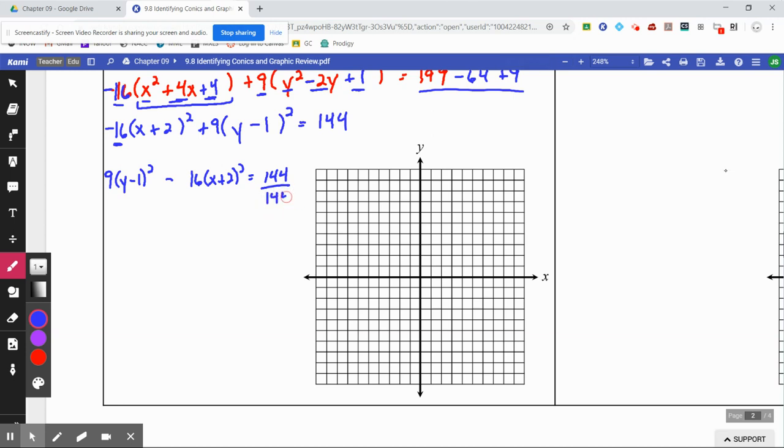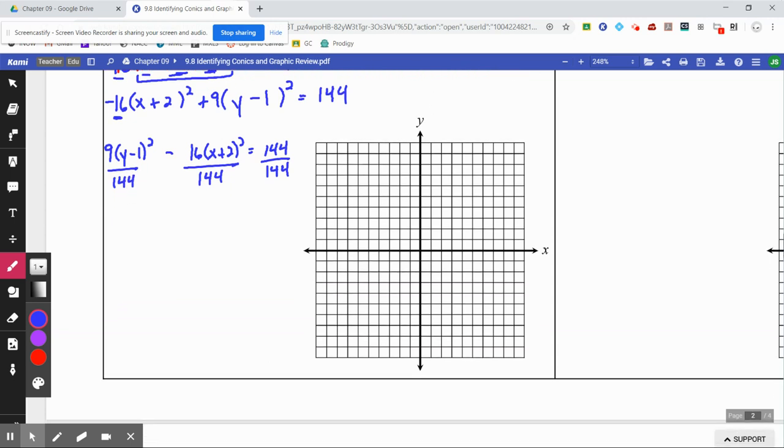And the last step is I've got to make this a 1. So we're going to divide everything by the 144, and that's going to give me my 1 on that side. So now we can reduce. 9 divided by 144 reduces to a 1 and a 16. So I have now y minus 1 squared over 16 minus the 16 and 144 reduces to a 1 and a 9. So that's going to be an x plus 2 squared over 9 equals 1.